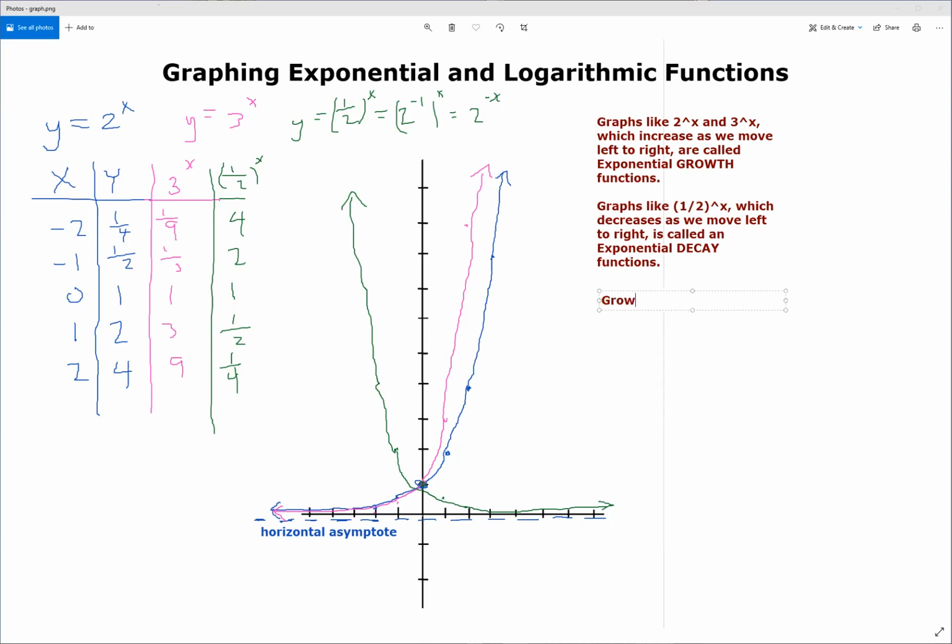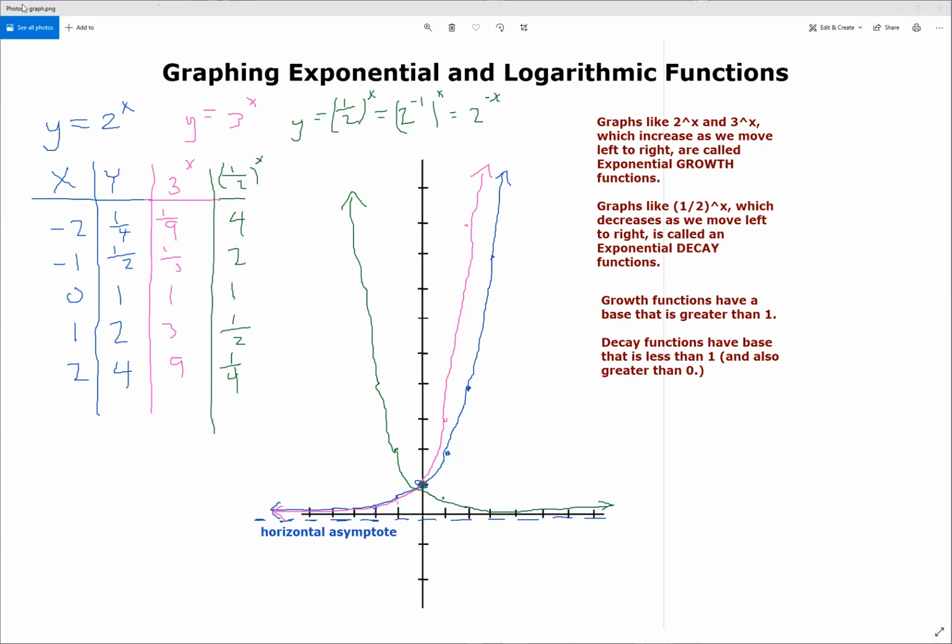the growth functions, they grow. And so I mentioned earlier, as we move to the right, we multiply by whatever the base is. Well, if we're growing, that means that our base is making us grow. So growth functions must have a base that is greater than 1. By contrast, decay functions, if they are getting smaller, they must have a base that is less than 1 and also greater than 0. We're not dealing with negatives.